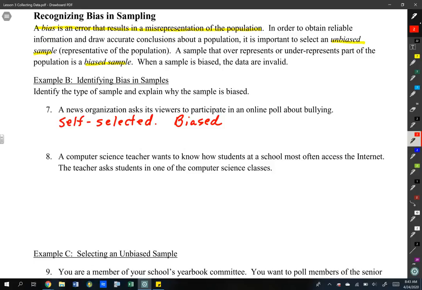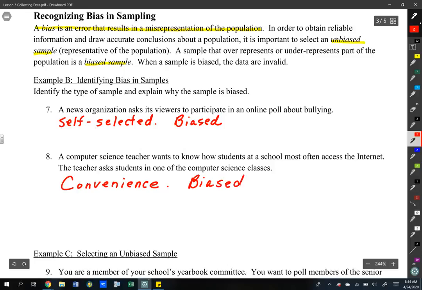Number 8, a computer science teacher wants to know how students at school most often access the internet. The teacher asks students in one of the computer science classes. First of all, because we're selecting students that are readily available to the teacher, that is, of course, going to be a convenience sample. And is this biased or not? This sample, I believe, is biased because the other students in school may not have the opportunity to be chosen because they're not in the teacher's computer science class. So this is another example of a biased survey.